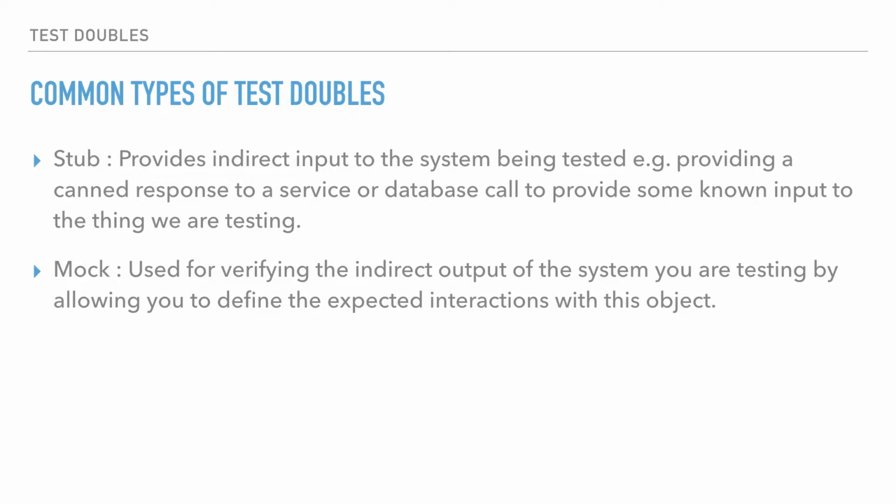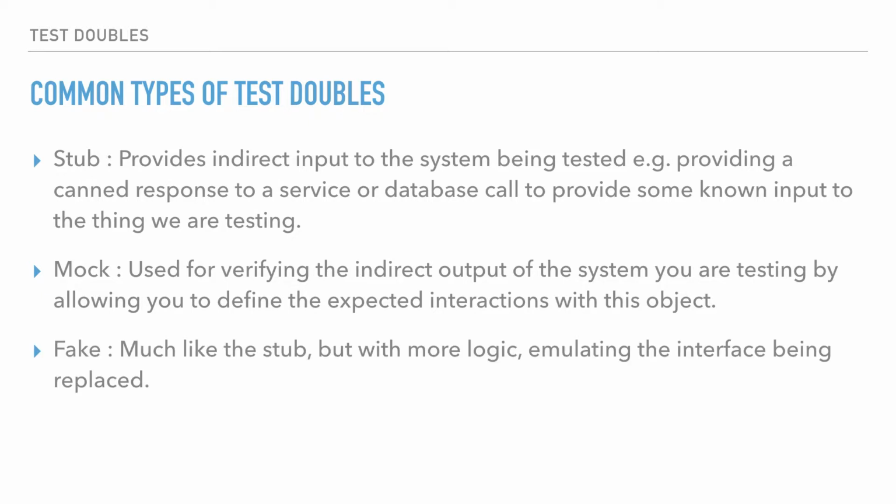But first, the last type of test double I want to talk about is one known as the fake. The fake is a bit like a stub in that it provides indirect input to your system under test, but it's probably got a more complex implementation. As the name suggests, it's a fake implementation of an object, but one that behaves in the right way.